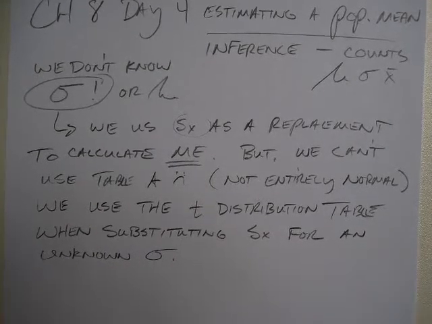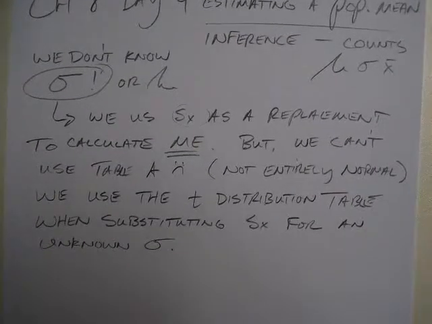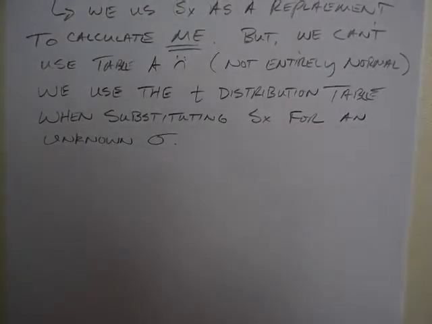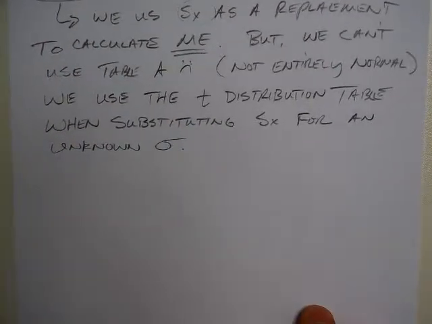So we use the t distribution when substituting Sx for an unknown sigma. And think about it, really. How often in the real world are we really going to know the mean of a population or the standard deviation of that population? In the real world, I'm guessing it's almost never. Unless your population's very small, those are values you probably just aren't going to know. Unless you've done many samples.